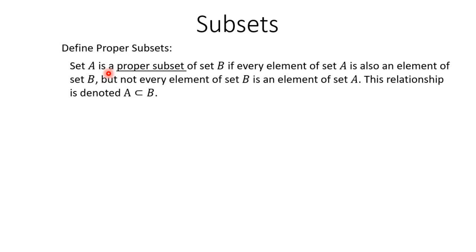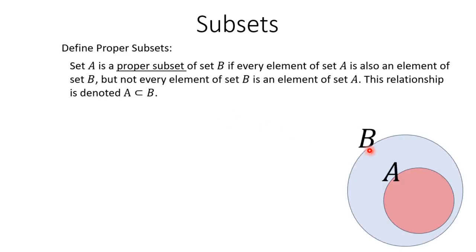A proper subset. So set A is a proper subset of set B if every element of set A is also an element of set B, but not every element of set B is an element of set A. This relationship is denoted using this symbol. So this means that a proper subset cannot be the set itself.